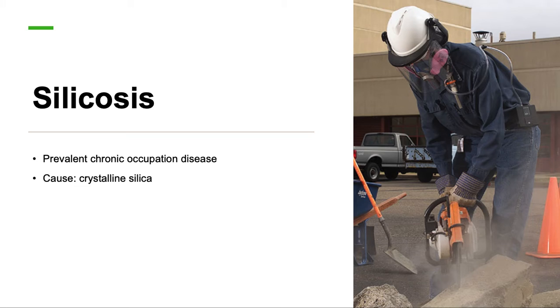Silica occurs in both crystalline and amorphous forms, but crystalline forms, including quartz, cristobalite, and tridymite, are by far the most toxic and fibrogenic. Of these, quartz is most commonly implicated in silicosis. After inhalation, the particles interact with epithelial cells and macrophages.